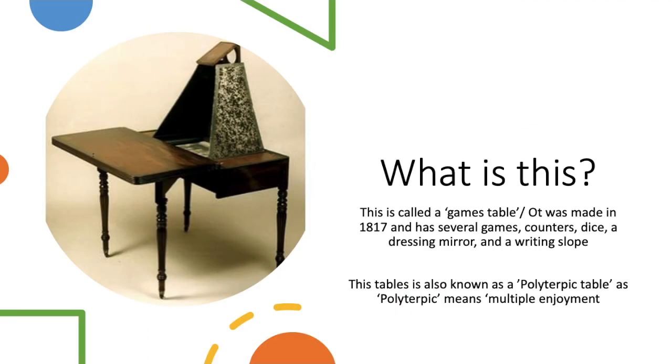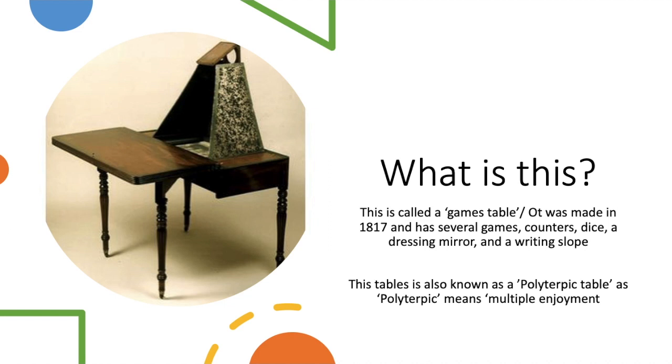Okay, so hopefully you've had some time to think and you've got a couple of different ideas. This is actually called a games table. Oh, a little bit of a spelling mistake there. It was made in 1817 and has several games, counters, dice, a dressing mirror and a writing slope. This table is also known as a polyterpic table, as polyterpic means multiple enjoyment. So this is something from the 19th century.